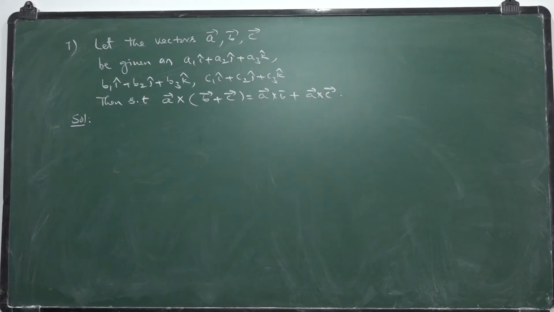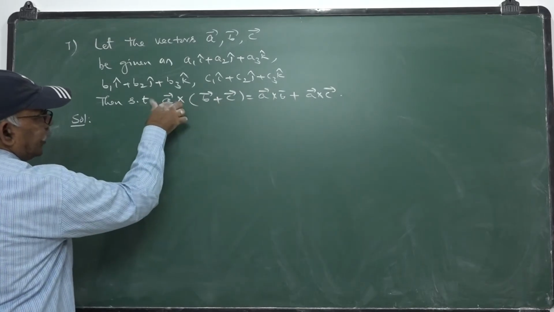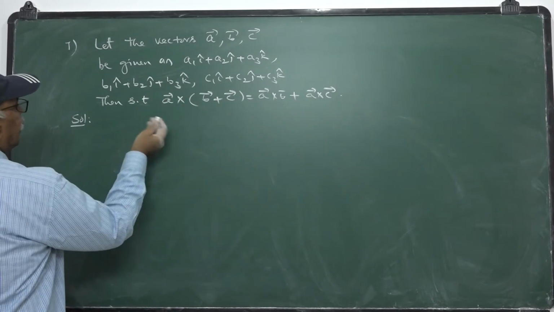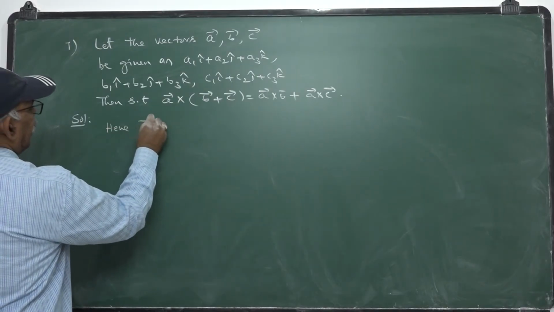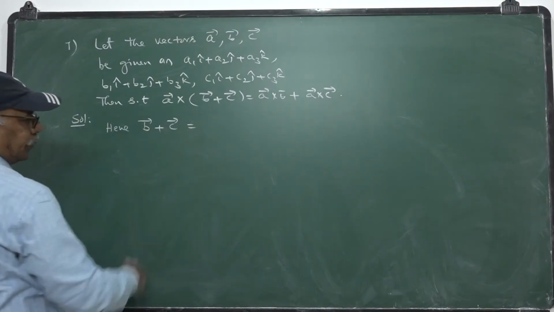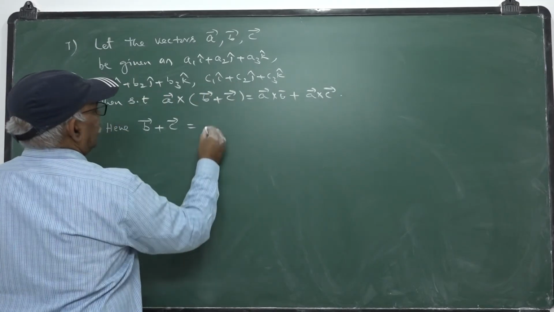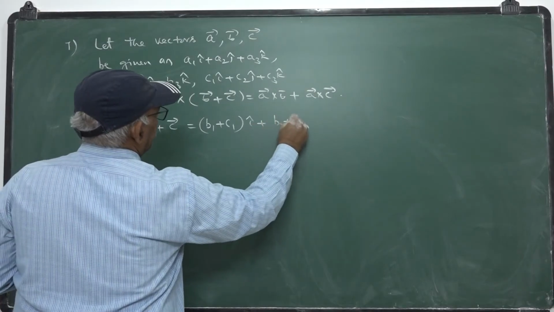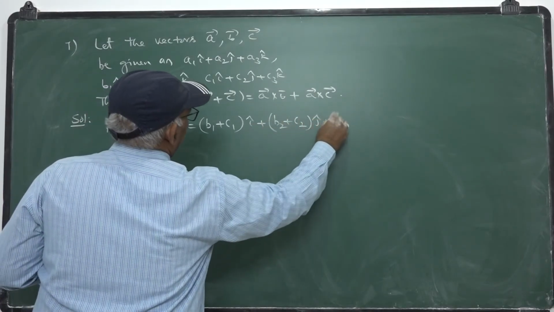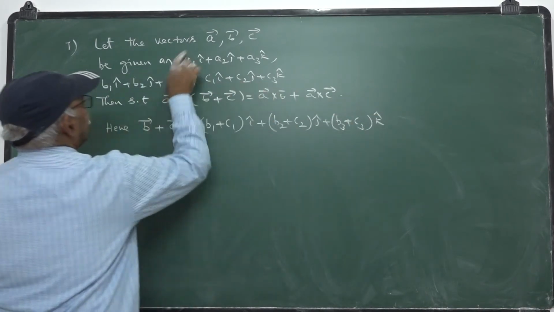For the given vectors, we have to prove this one. For that, let us consider the sum of the two vectors and cross product with A bar at first. To get LHS here, let us consider B bar plus C bar. Adding the vectors both B bar and C bar, we get B1 plus C1 i plus B2 plus C2 j plus B3 plus C3 k. Adding these two vectors B and C.